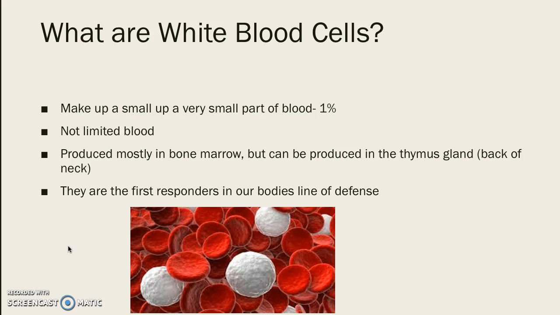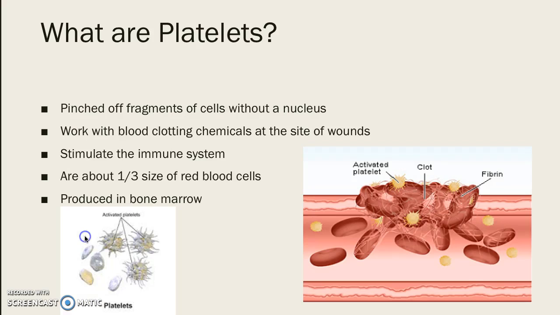White blood cells are also mainly produced in bone marrow, but they can be also produced in the thymus gland, and that's located in the back of your neck. As you can see in the diagram, the white blood cells are these really round looking ball things that are hidden in between the red blood cells.